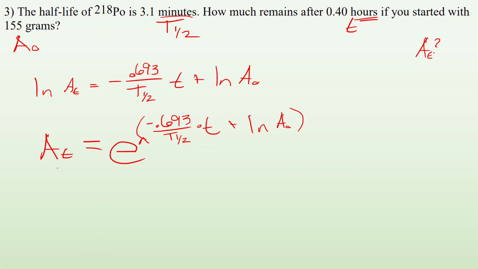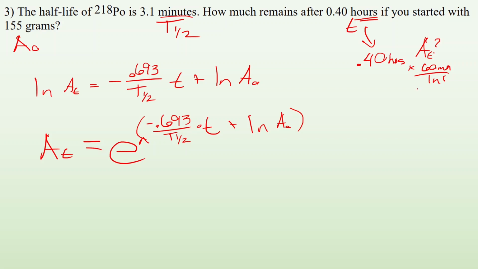So now I can just plug and chug, but this hours I have to convert to minutes. I do 0.40 hours times 60 minutes per hour, and I end up with a time that is in minutes.